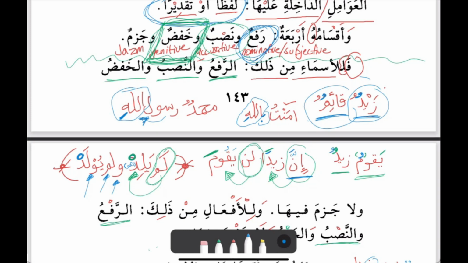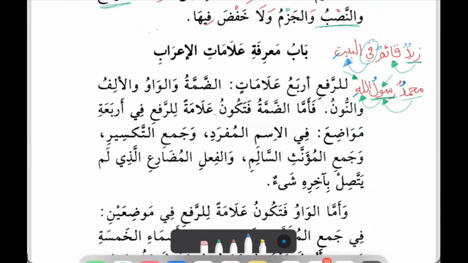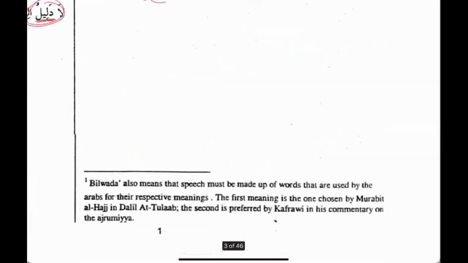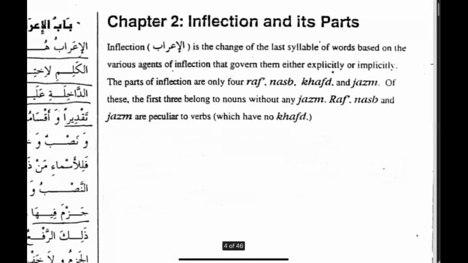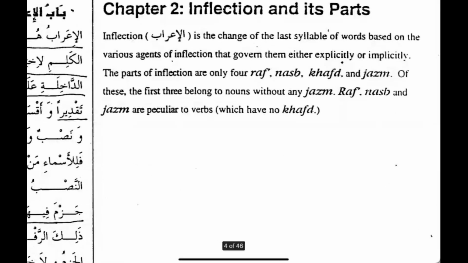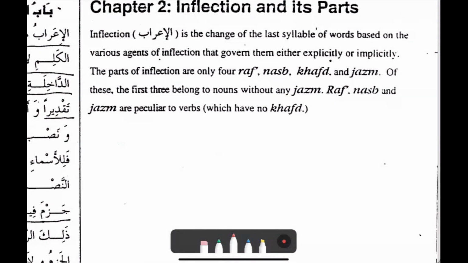Let's take a moment to check out Hamza Yusuf's translation, inshallah. Okay, so here's Hamza Yusuf's translation. He says, Chapter 2, Inflection and its parts. So he's calling i'rab inflection. I said case. Probably inflection is better. Is the change of the last syllable of words. So al-i'rab huwa taghyiru awakhir al-kalim. He said it's the change of the last syllable of words. That's very interesting.